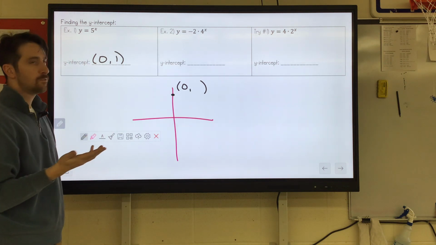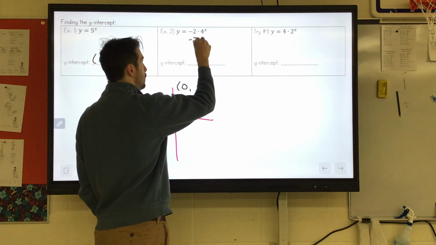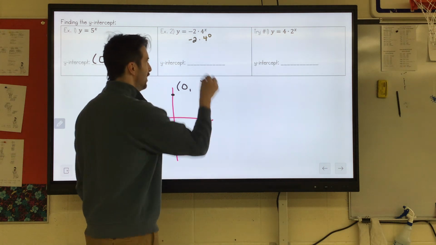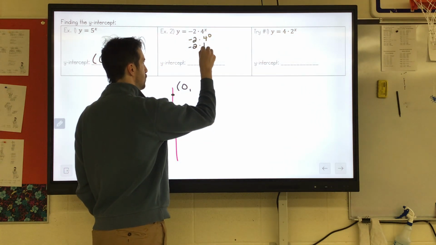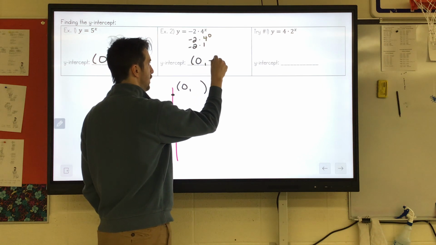All right, now on this one, if we were to put in 0 for x, you'd have -2 times 4 to the 0 power. Now 4 to the 0 power is 1, so this would be -2 times 1, which is -2. So our y-intercept would be at -2.